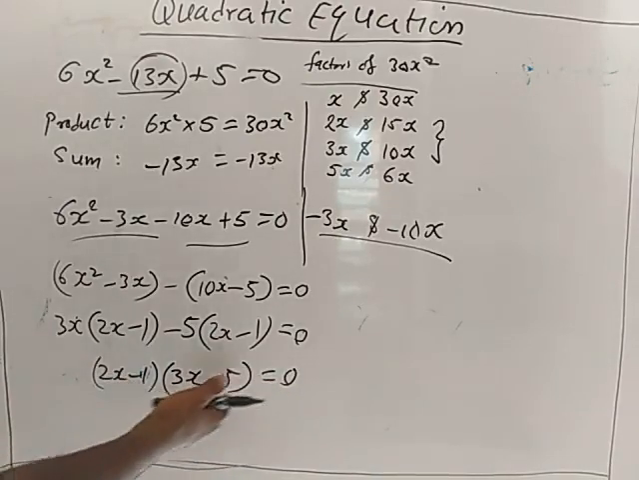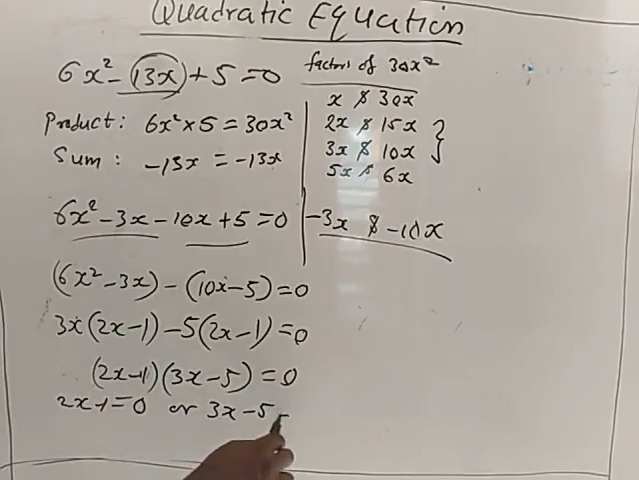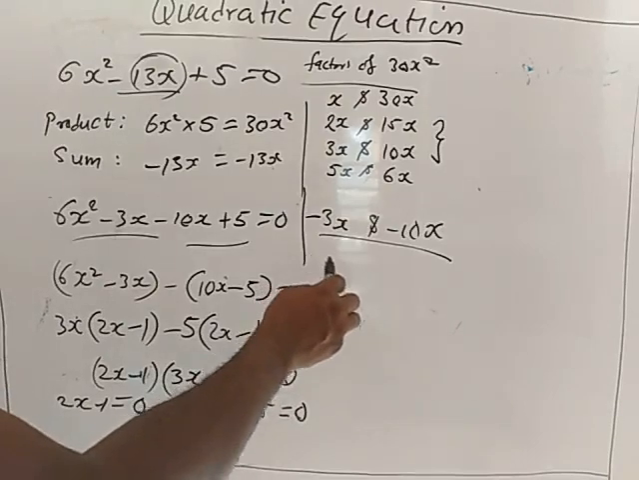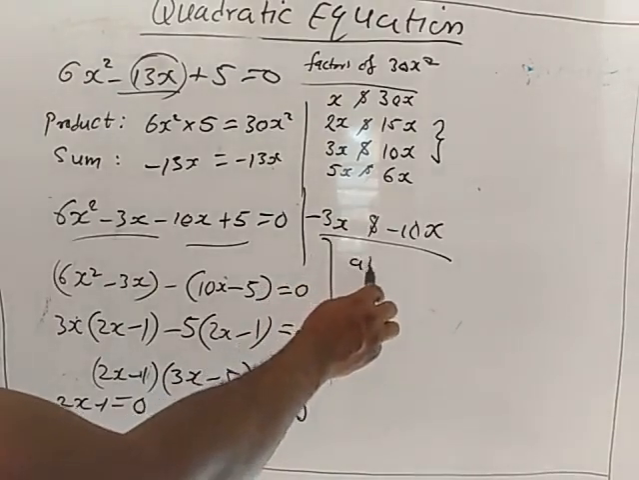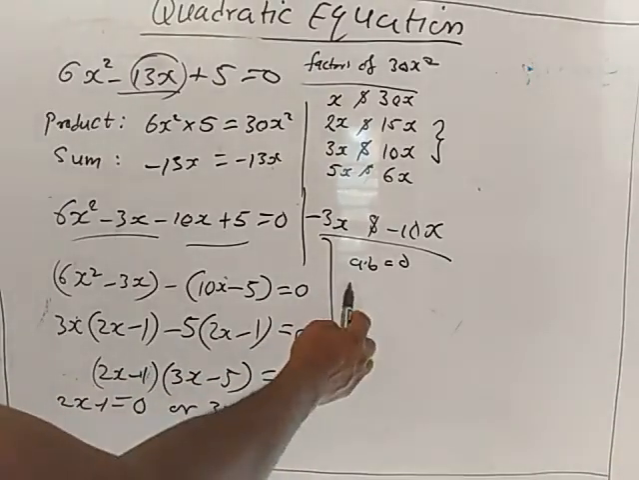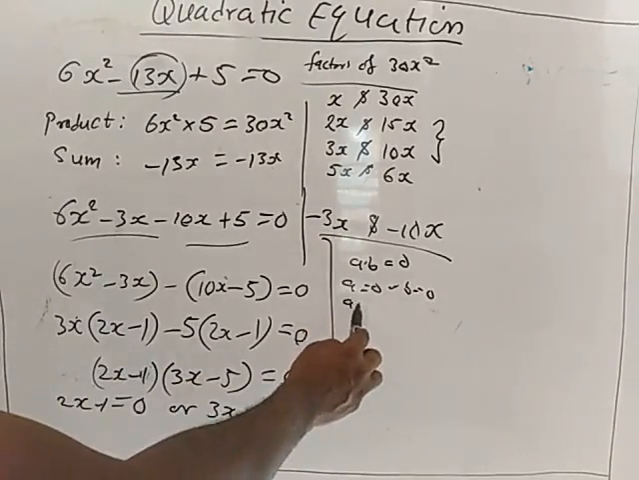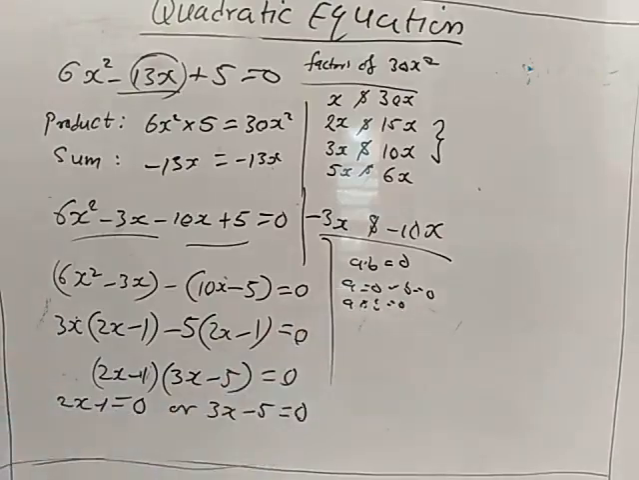So when this and this is equal to 0, then either of them is equal to 0, which means that 2x minus 1 is equal to 0, or 3x minus 5 equal to 0. That is, if you have a and b, that is a times b equal to 0, then either of them is equal to 0. Either a equal to 0 or b equal to 0, or a and b equal to 0.